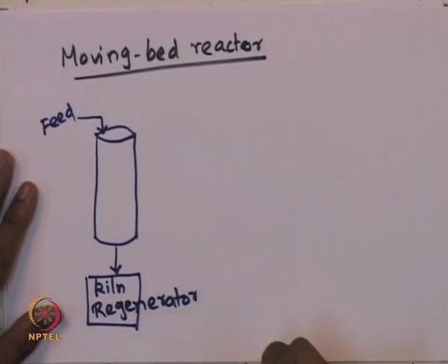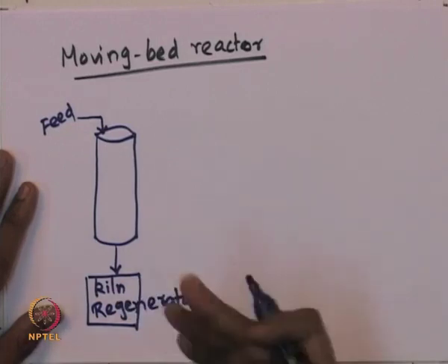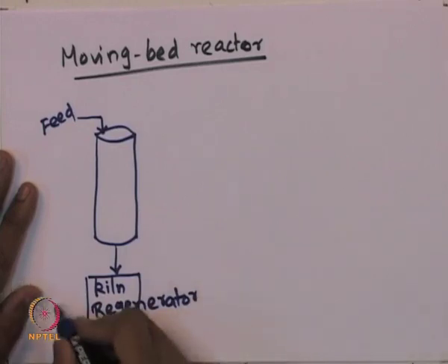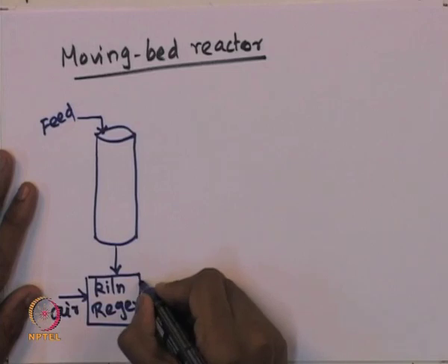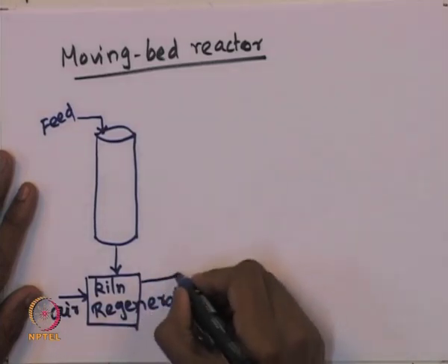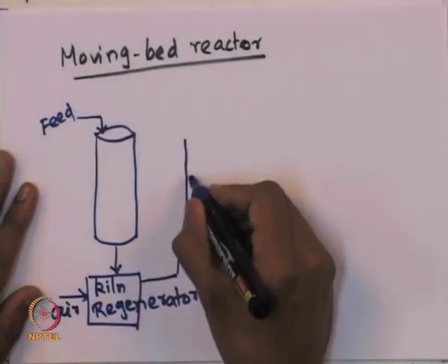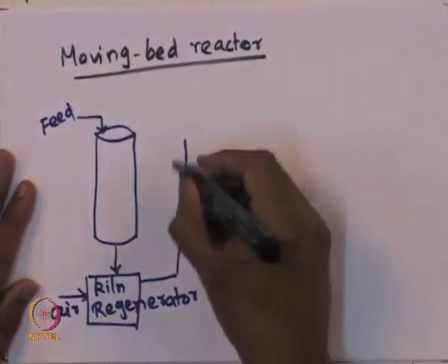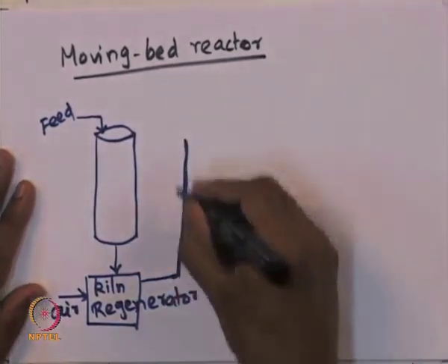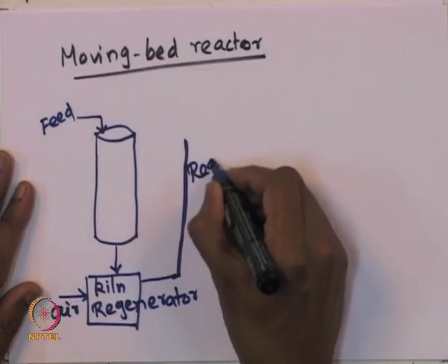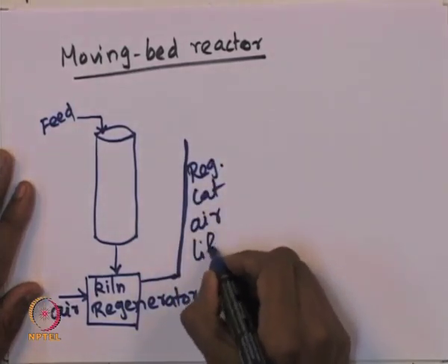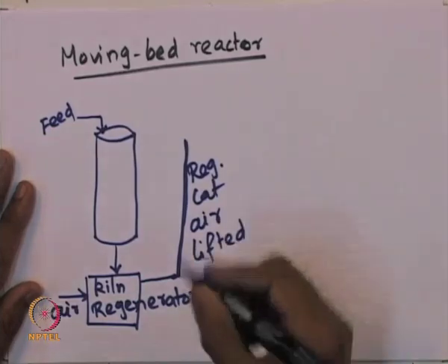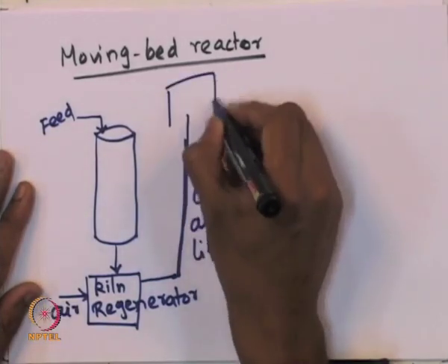It is used as a regenerator, which regenerates the spent catalyst that is deactivated, and air is passed through this regenerator. Once the catalyst is regenerated, the regenerated catalyst is circulated back and airlifted into another chamber, which is called the separator chamber.